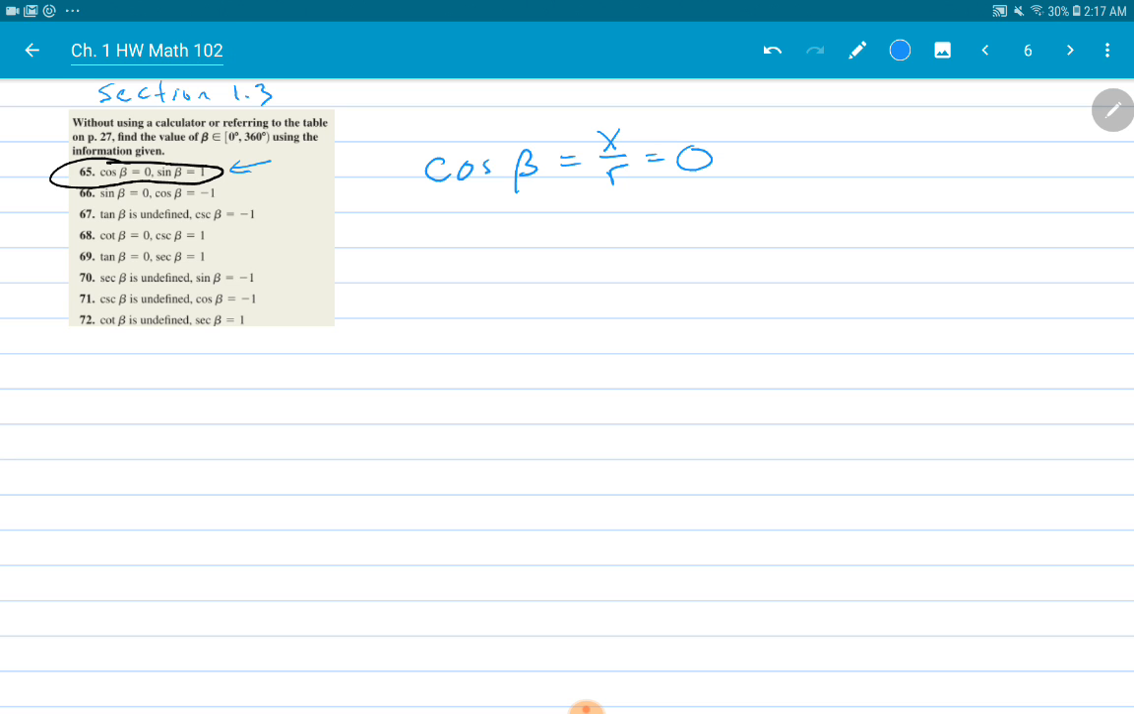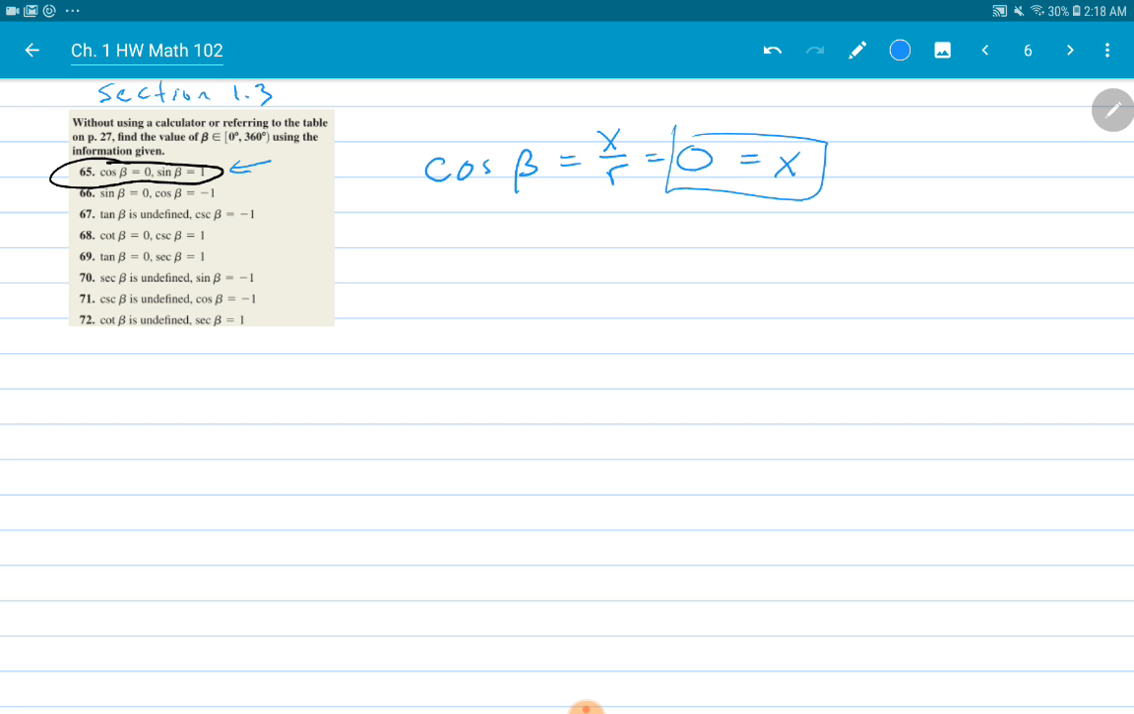That's going to equal 0. And the only way for x over r to equal 0, the only way for a fraction to equal 0, is if the numerator equals 0. So that means x equals 0. So that's my first clue.